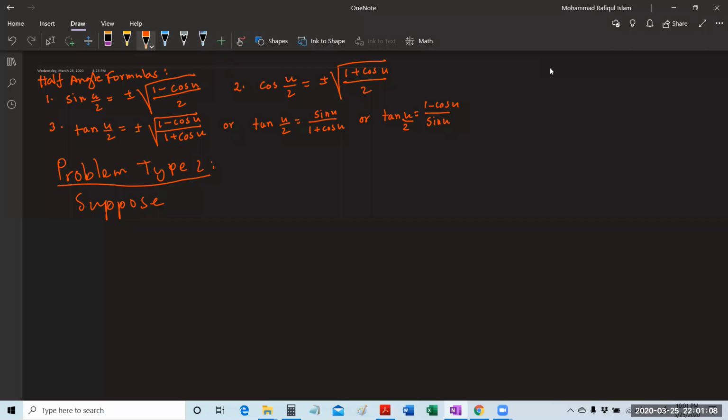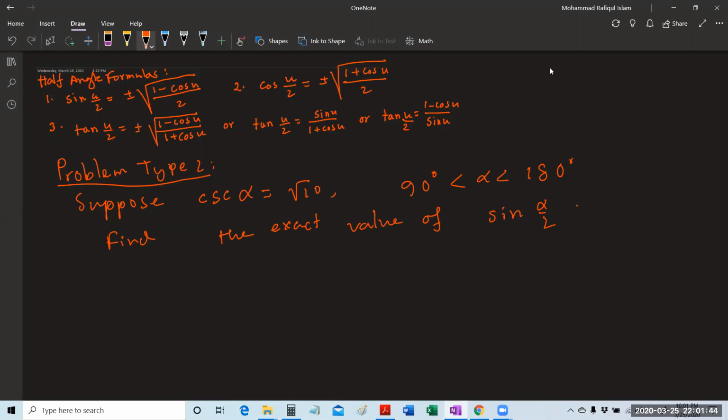Welcome back. This is the second part of the half angle formula related problems. This is problem type 2. Suppose we are given cosecant alpha equals root 10 and alpha between 90 degrees and 180 degrees. If this is the condition, we have to find the exact value of sine alpha by 2 and tan alpha by 2.